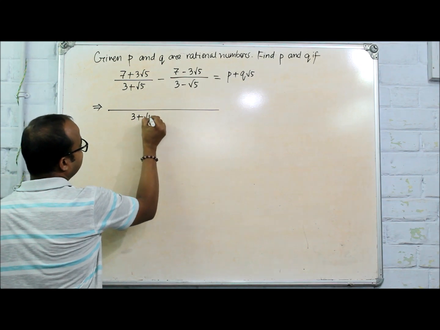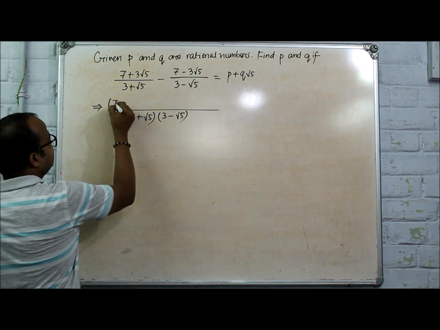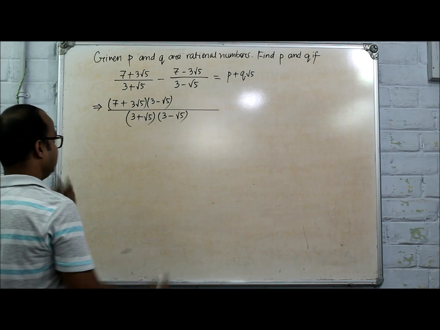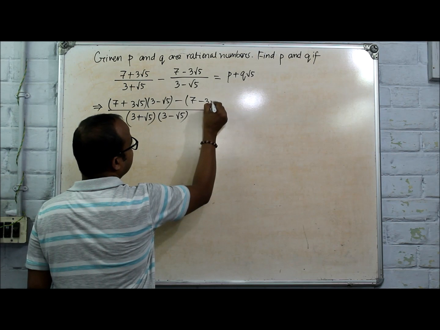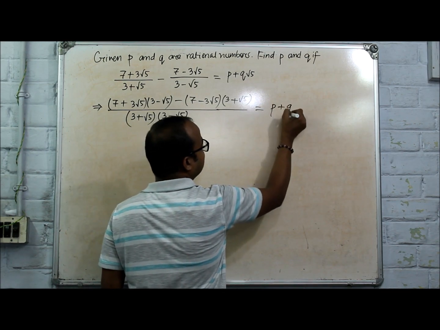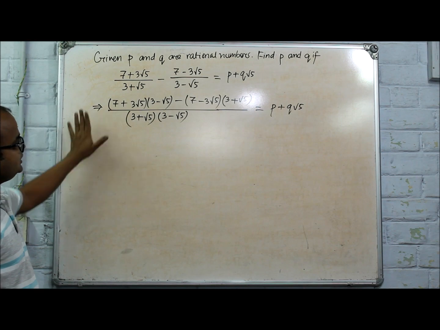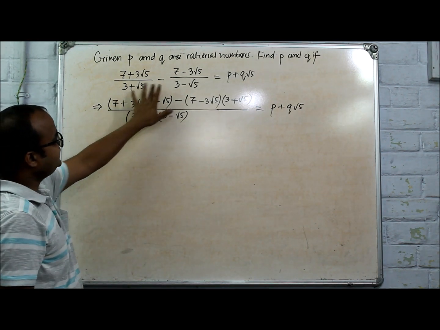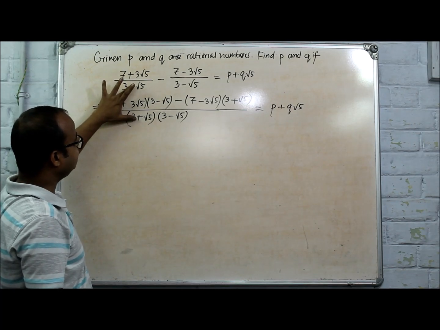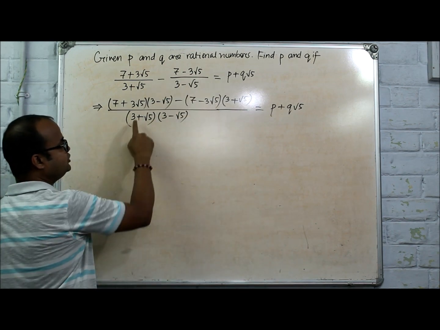So 3 plus root 5, 3 minus root 5, we take the LCM. 7 plus 3 root 5 multiplied by 3 minus root 5 minus 7 minus 3 root 5 into 3 plus root 5 is equal to P plus Q into root 5. Now, again I am repeating, if you take the LCM, LCM divided by the denominator, so these two terms will get cancelled, you need to multiply these two terms. Same way, LCM divided by the denominator, so these two terms will get cancelled, you need to multiply these two terms.